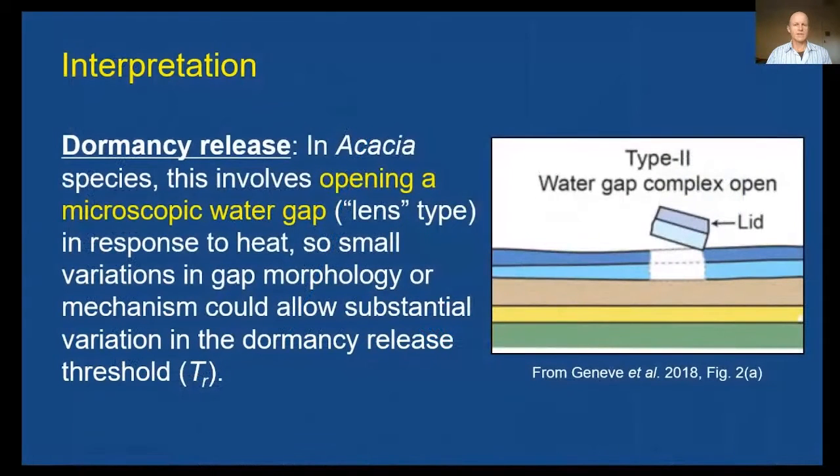So why might this be the case? Well, the dormancy release process involves opening a tiny water gap in response to heat. So small variations in that gap process could easily allow significant variation in the dormancy release threshold temperature.